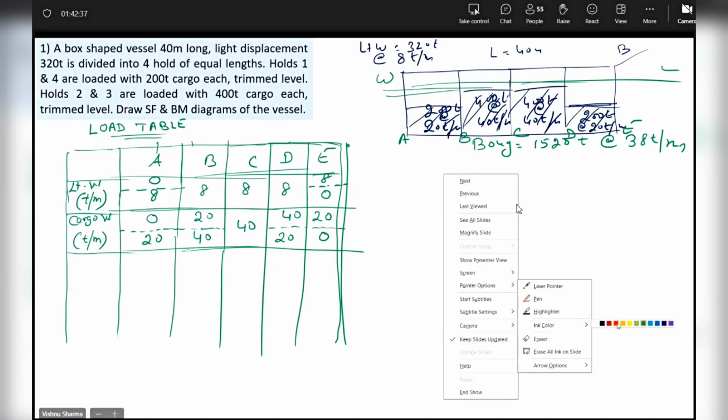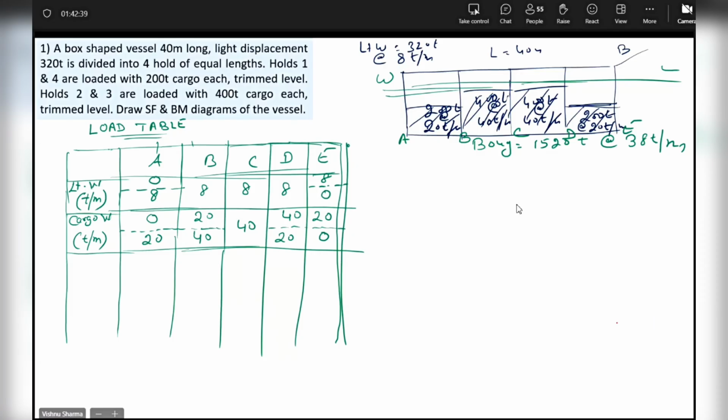Right, guys? Is there any other weight acting downwards other than these two? No. So this gives us the total downward weight, or total weight, in tons per meter.